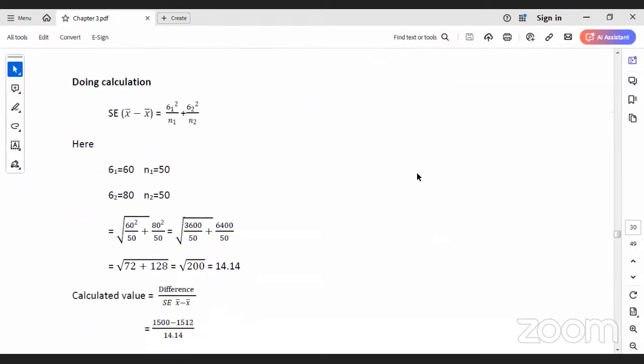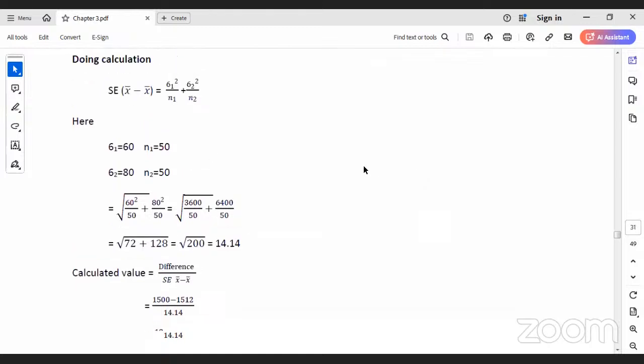Same formula. Here, doing the calculation, you observe carefully. Standard deviation 1 is 60, n1 is 50. Standard deviation 2 is 80, n2 is also 50. So here, under the root, 60 square by 50 plus 80 square by 50 is equal to 3600 divided by 50 plus 6400 by 50. Then finally you are going to get 14.14. 14.14 is the standard error of x bar 1 minus x bar 2.